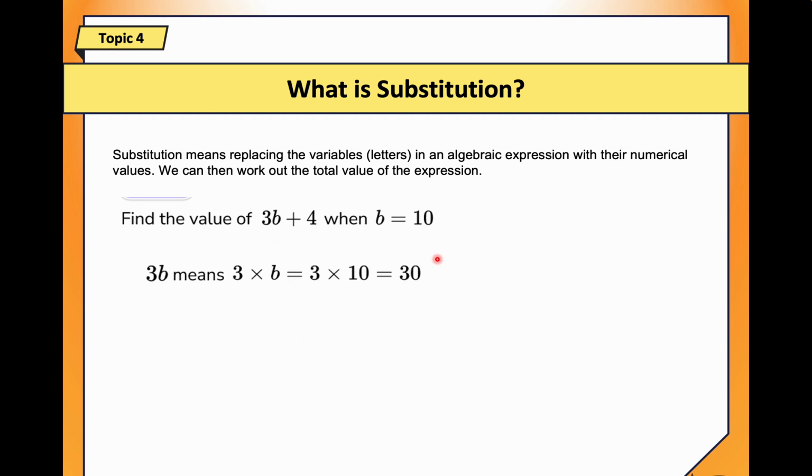This is basically what we're talking about. 3b means 3 times b, so it's 3 times 10, which gives me a 30. A 30 will then add the 4 to give me a 34 at the end of the day. So 34 will be my final solution after simplifying this.